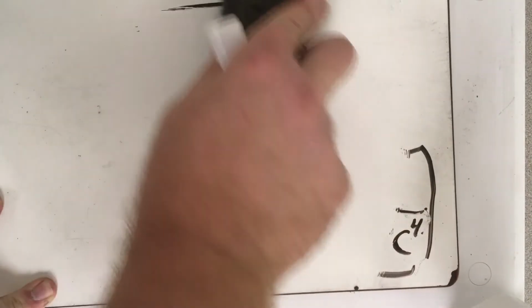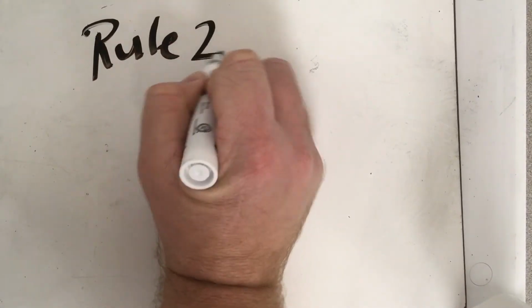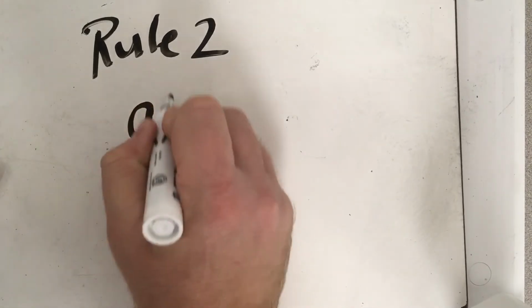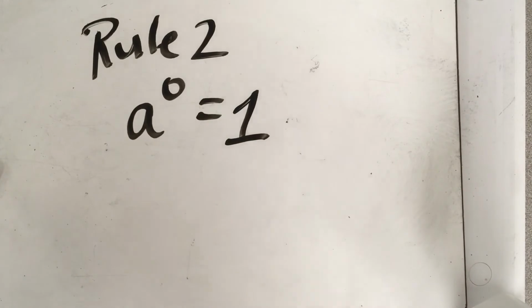What else do you want to do? Oh, remember when I said that weird rule? Rule 2. Rule 2, and we'll go back over all the rules before we call this thing over with. Rule 2, anything to the 0 power is 1. Now you're going to see why.